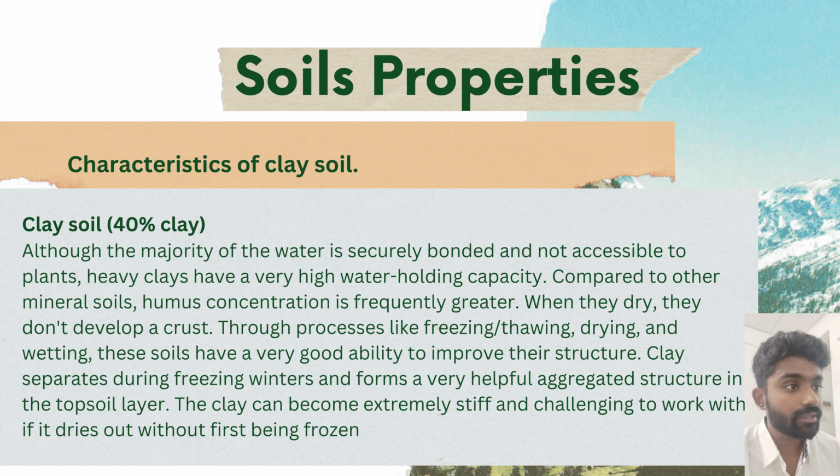And lastly, clay soil which consists of 40% clay. Although the majority of the water is securely bonded and not accessible to plants, heavy clays have a high water holding capacity. Compared to other mineral soils, humus concentration is frequently greater. Clay separates during freezing winters and forms a very helpful aggregated structure in the topsoil layer. The clay can become extremely stiff and challenging to work with if it dries out without being frozen.